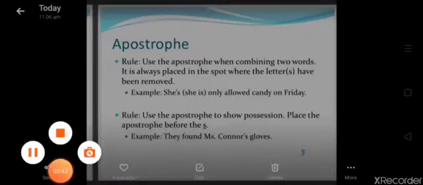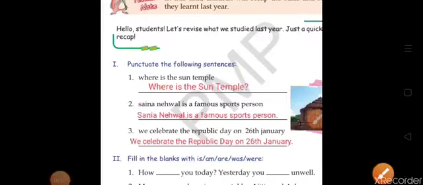After the revision of punctuation marks, we are going to start exercises which you can find on page number 5 in your grammar book. It is in the first chapter. The first exercise is to punctuate the following sentences. First exercise, where is the Sun Temple?